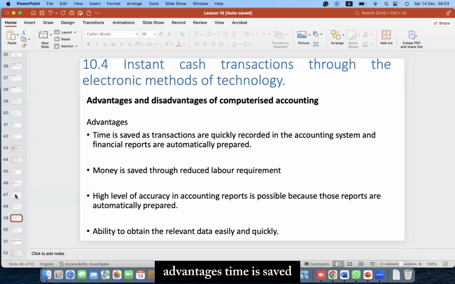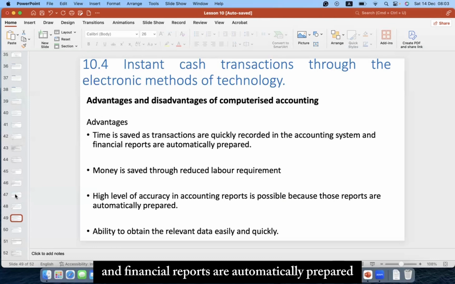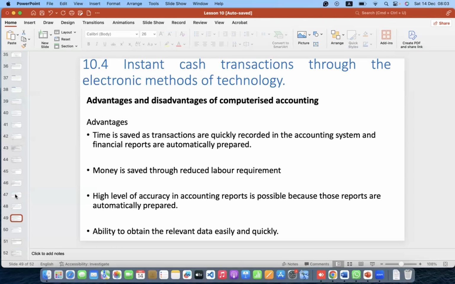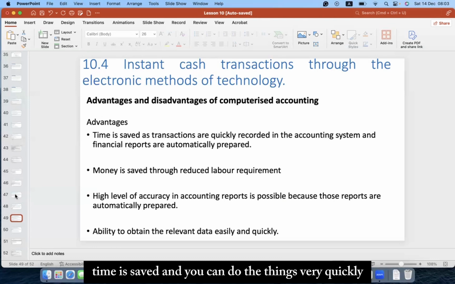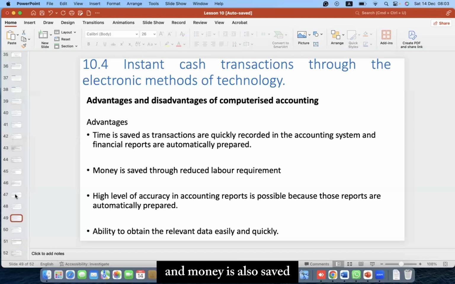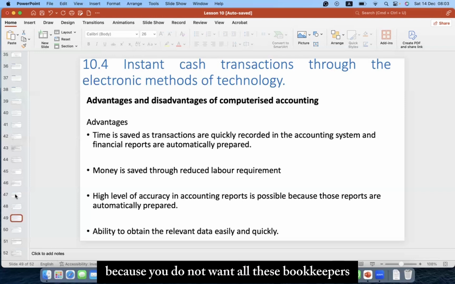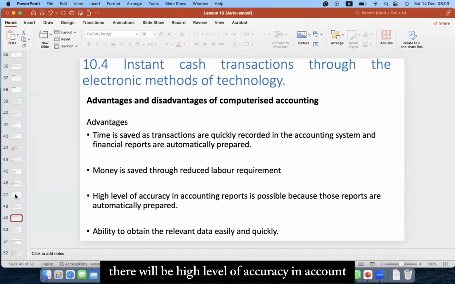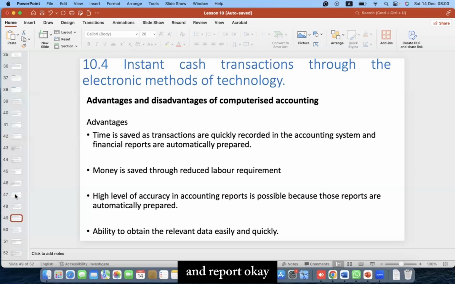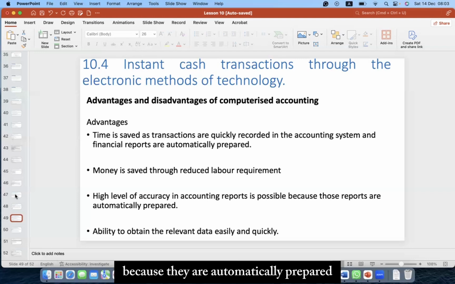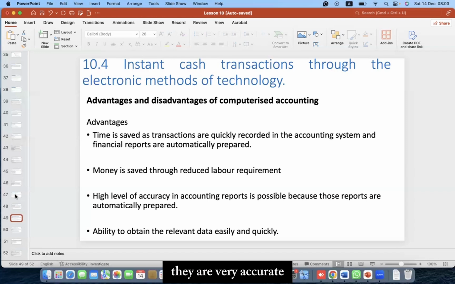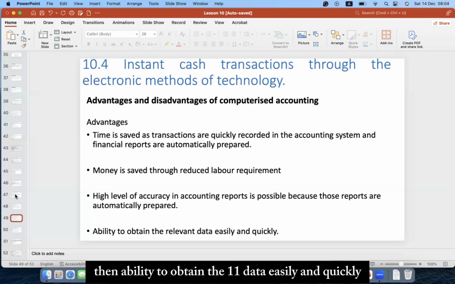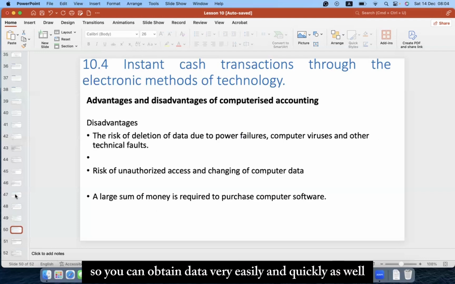Advantages: time is saved as transactions are quickly recorded in the accounting system and financial reports are automatically prepared. So that is well known. Time is saved and you can do things very quickly. Money is also saved because you do not need all these bookkeepers, clerks, and accountants, so you can reduce the count. Then there is a high level of accuracy in accounting reports, because they are automatically prepared. No one can do frauds inside. They are very accurate. Then there is the ability to obtain relevant data easily and quickly.